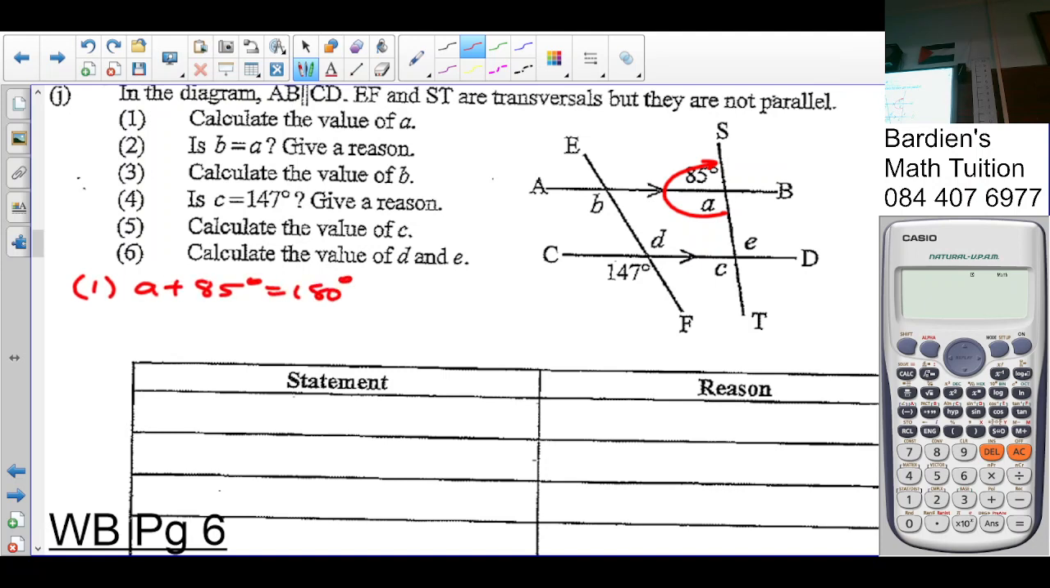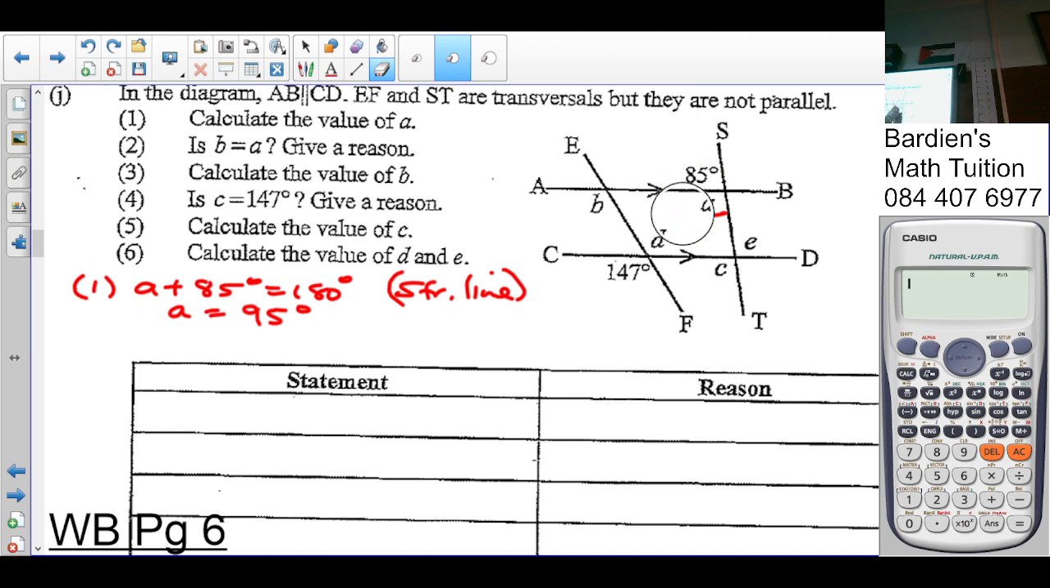Reason? Straight line. Now I put that in brackets, but you guys almost write it in your statement reason column. So A is equal to 180 minus 85, which is 95 degrees. So A is 95.